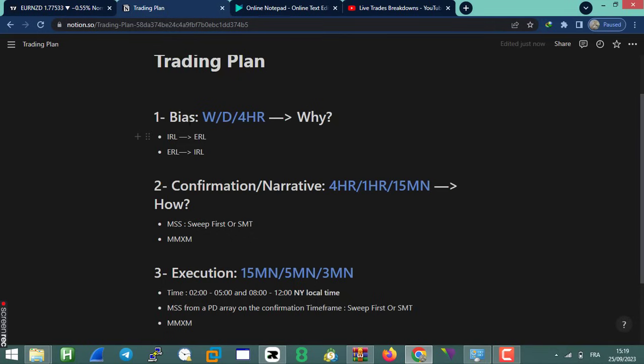So after we finished the first step, now we go to confirm that on the 4 hour and the 1 hour time frame. All we need is one time frame. We have two, the 4 hour and the 1 hour. Both are confirming our bias of going short.